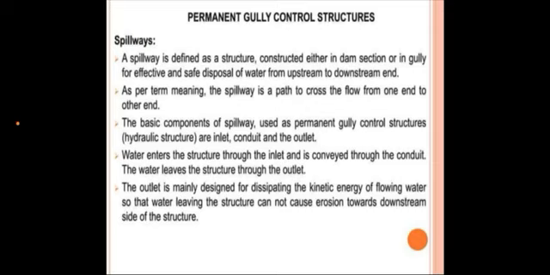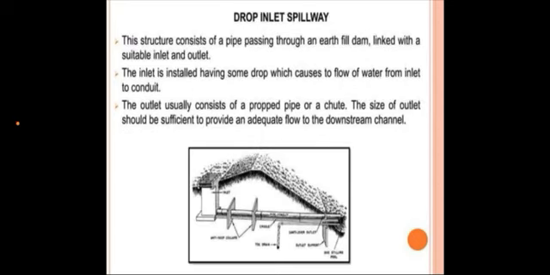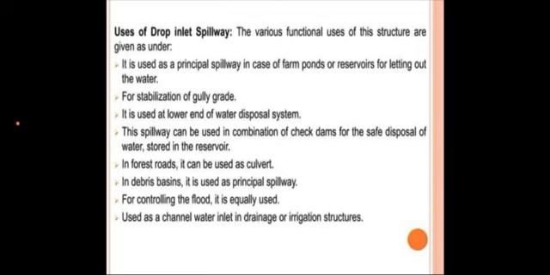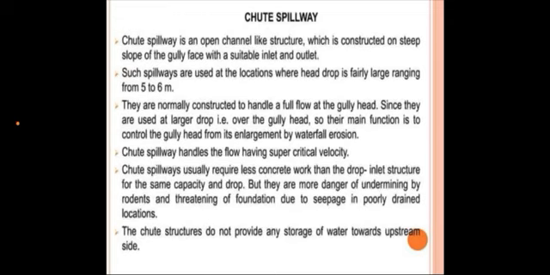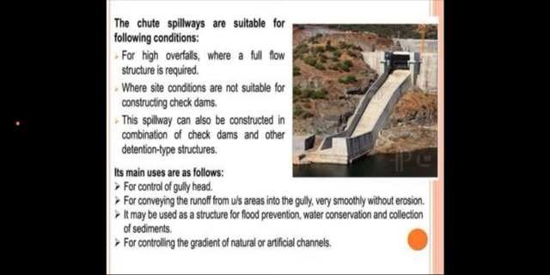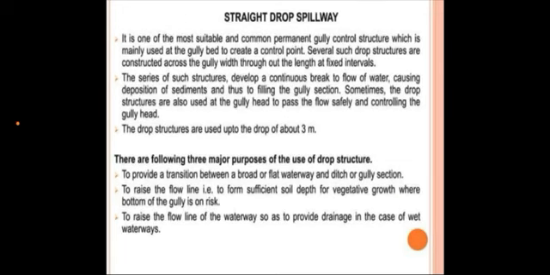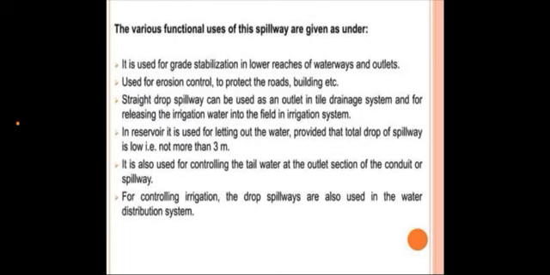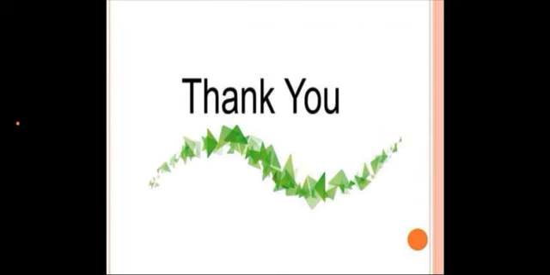A spillway is defined as a structure constructed across the gully for effective and safe disposal of water from upstream to downstream. Drop inlet spillway. Chute spillway. A chute spillway is an open channel like structure which is constructed on the slope of the gully, faced with a suitable inlet and outlet. These are the images.